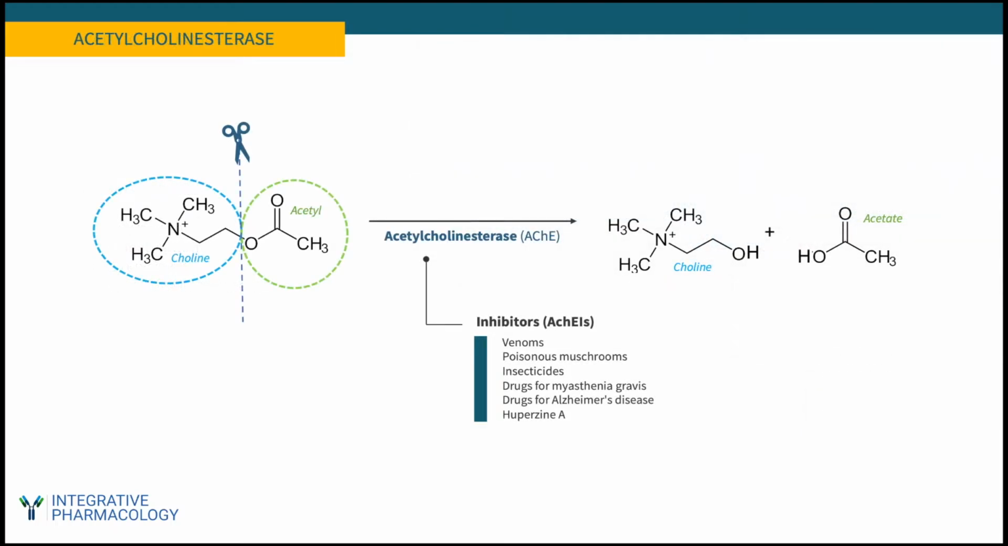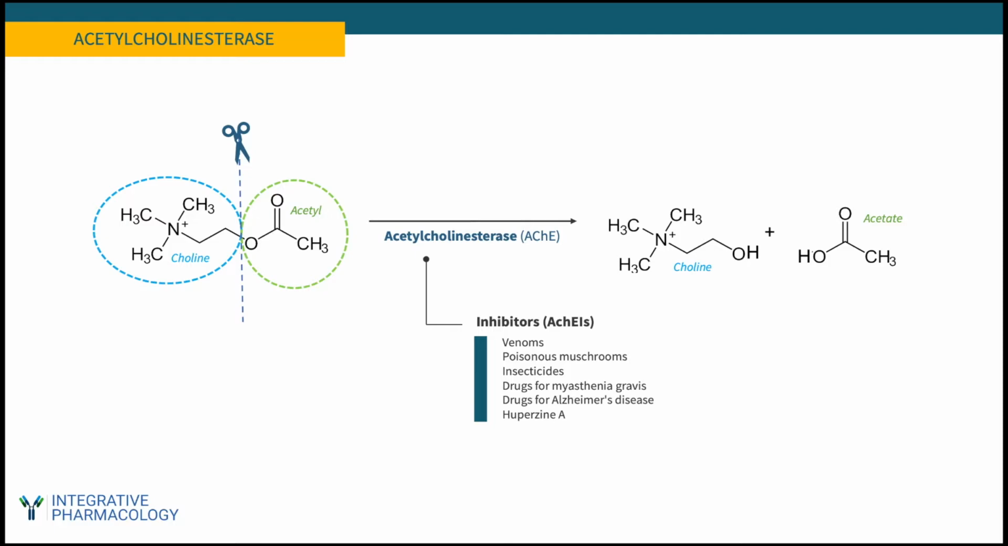Acetylcholinesterase is another drug target, and this enzyme breaks acetylcholine in half, effectively reducing the time it spends in a synapse. So it will reduce the activity of acetylcholine. So acetylcholinesterase inhibitors have been developed for Alzheimer's disease. Acetylcholinesterase inhibition is also the mode of action for many poisons, including venoms, poisonous mushrooms, and organophosphate insecticides. So you end up with too much acetylcholine, and that activates all the muscarinic receptors and puts them into overdrive, so you get a toxic effect.